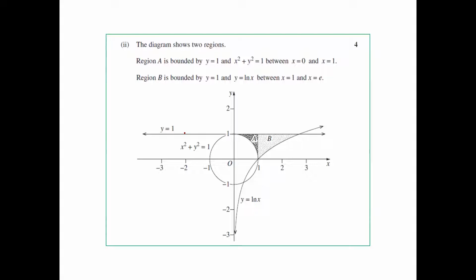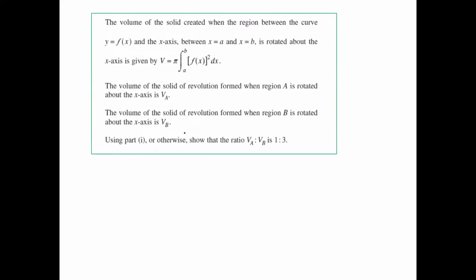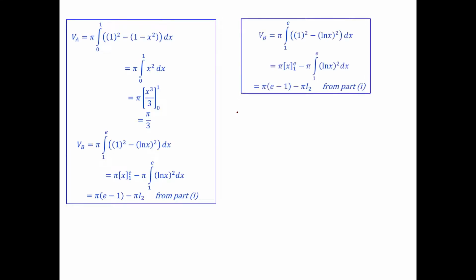Part 2, this is the volume question. Students were asked to use part 1 or otherwise show that VA to VB is 1 to 3. Here's the solutions. VA equals pi times the integral from 0 to 1 of 1 squared minus 1 minus x squared dx, which equates to pi on 3.